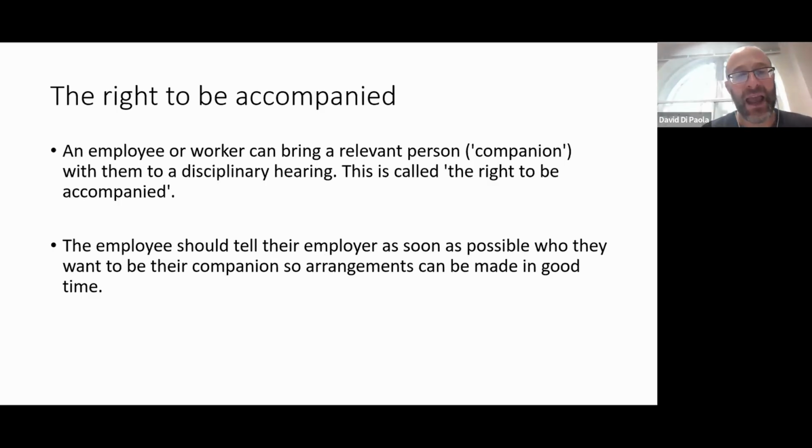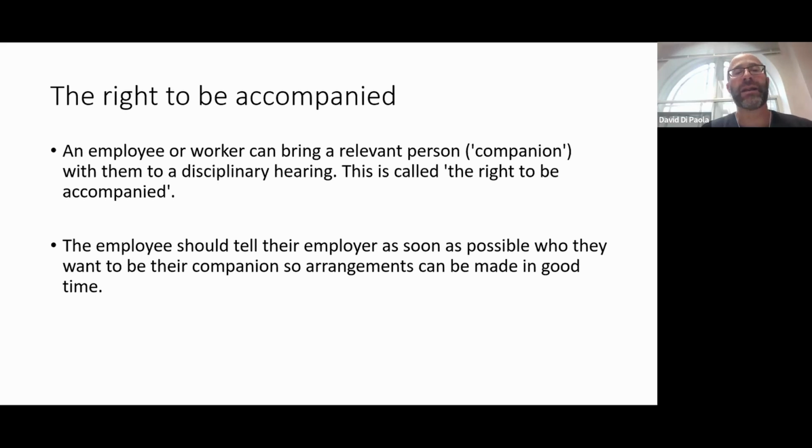Right to be accompanied. Similarly to grievances, it should really be a work colleague or a trade union rep. Again, though, in the context in which we were working here with congregations, etc.